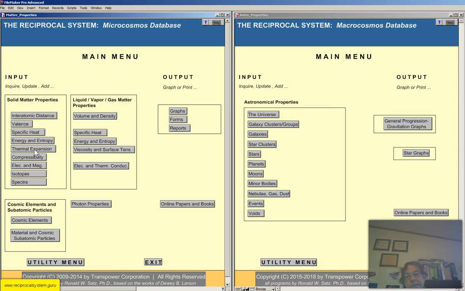So I'm just going to sit back and relax while this comes up. You have to understand that the calculations are very, very complicated. It's all ab initio, which means that it all comes from the postulates of the reciprocal system. So all the property calculations you see here for both the Microcosmos and the Macrocosmos come theoretically from the postulates of the reciprocal system. It's a unified general theory of everything.